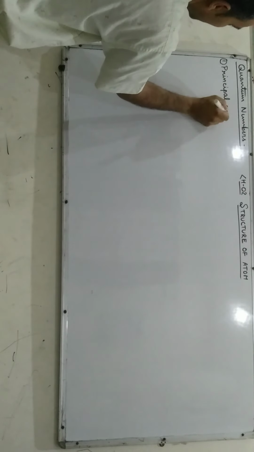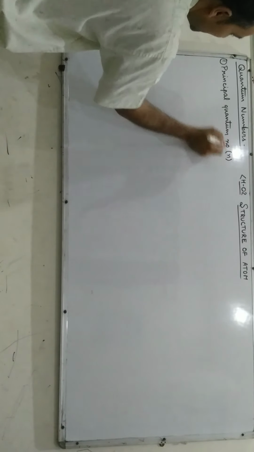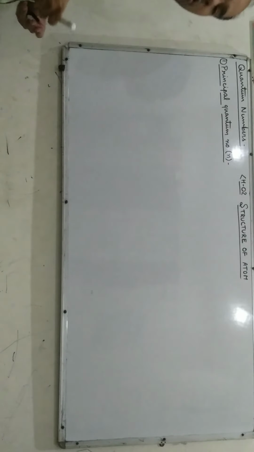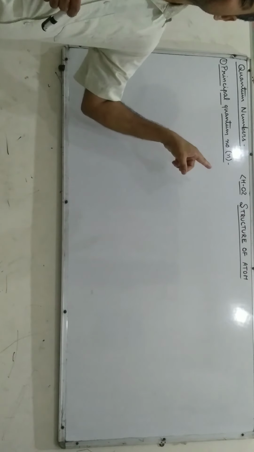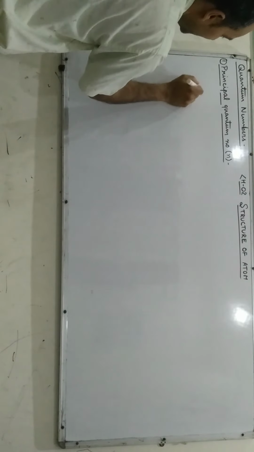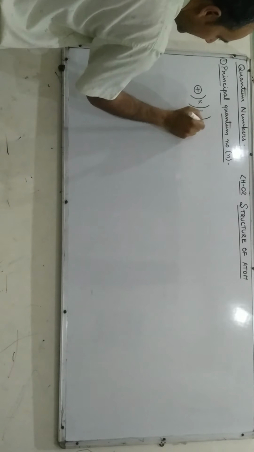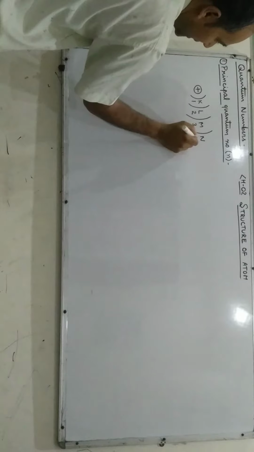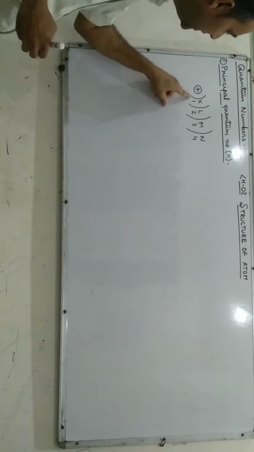principal quantum number. The principal quantum number is represented by the letter small n. It indicates the energy level, or the distance of the electron from the nucleus. It indicates the shell or energy level. It is represented by the letters K, L, M, and so on, or by the numbers 1, 2, 3, 4. As we move away from the nucleus, energy increases.